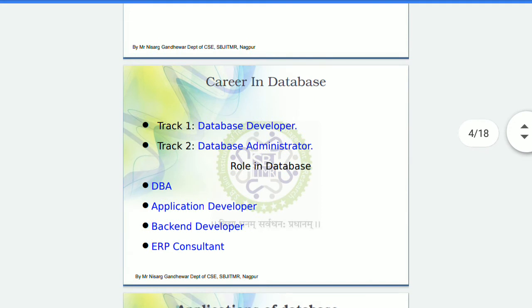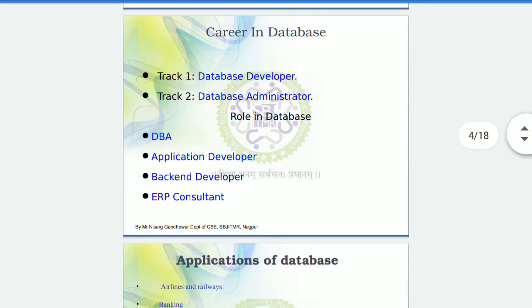Then next one is career. I am talking about making a career in the database. Generally in case of database there are two tracks available. One is a development track and the second one is an administration track. The first one is the database developer. A database developer is a person who is responsible for developing a database for a particular application.